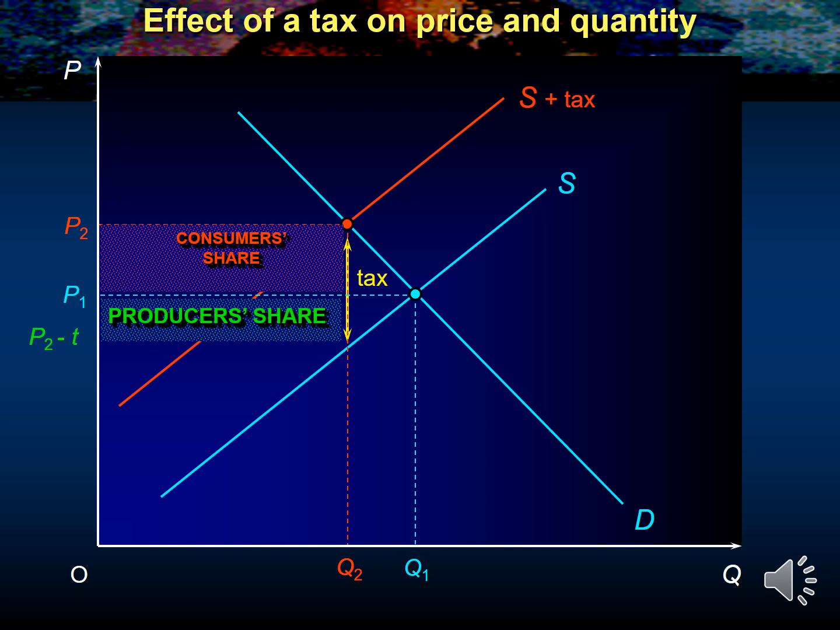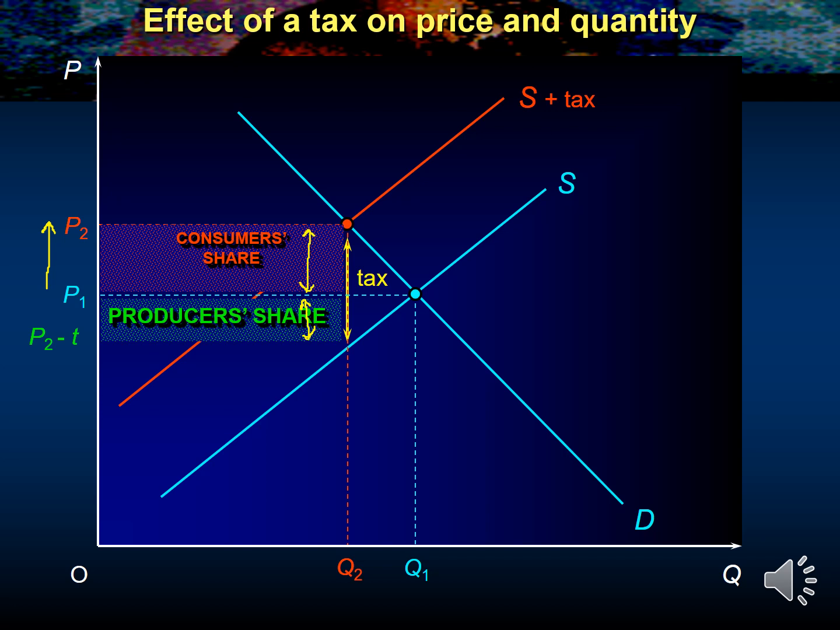So let's have a look at an example. We can see here, this is our same example from last time, that the introduction of an indirect tax has caused the price to rise from P1 to P2. Now, if you're the consumer, that's what you would notice. You would see the price going up from P1 to P2. So your share of the tax would be associated with this rise in price.